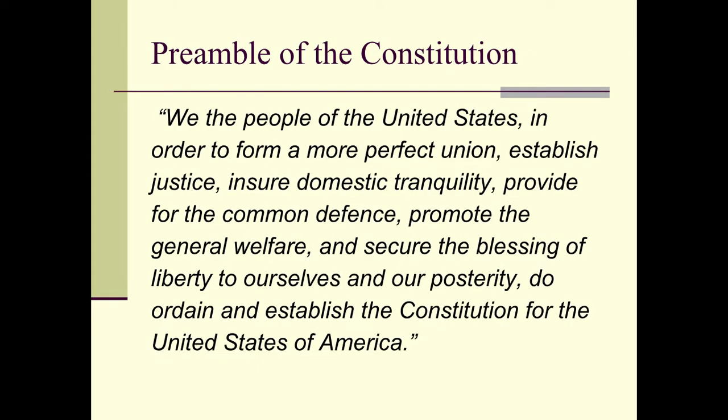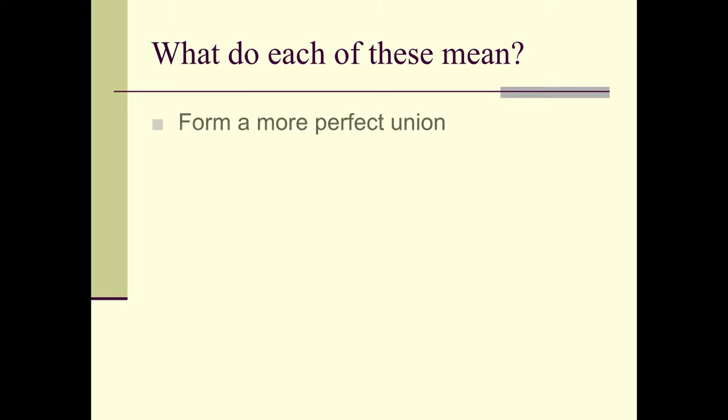The preamble of the Constitution is kind of like the introduction, but it really establishes what we hope to accomplish with the Constitution. So it starts out, "We the people of the United States, in order to form a more perfect union," and so on. You can read this. But what do each of these things mean? Well, to form a more perfect union would be a better country.